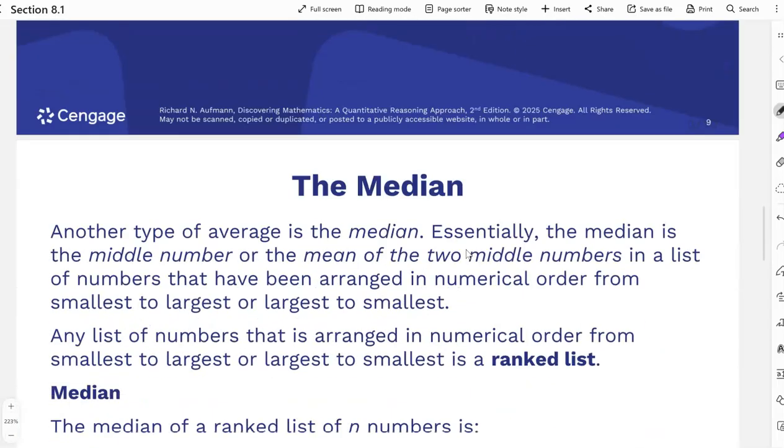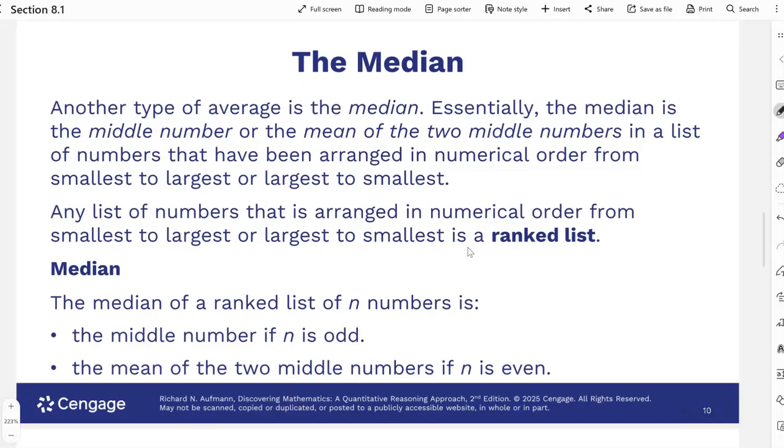The median is a number that's going to be in the middle. Now, we do have to put these numbers in order first.